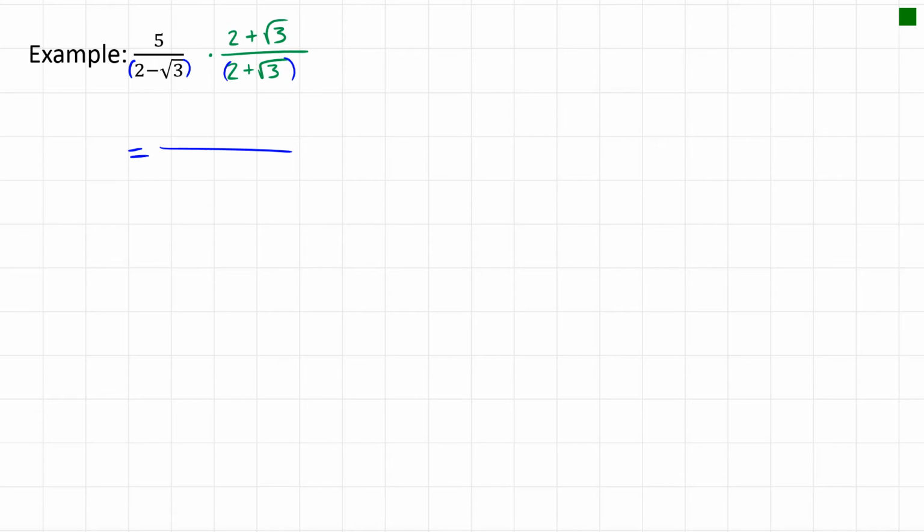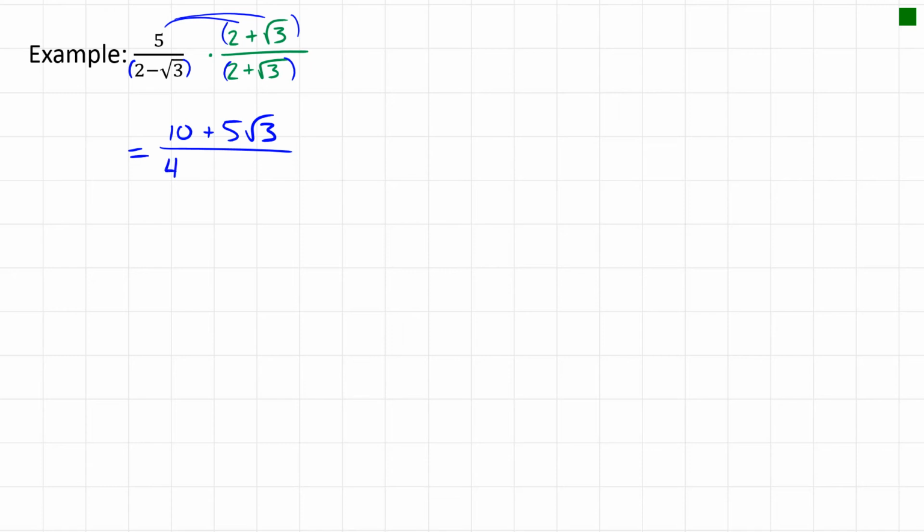And on the top we have 5 times 2 plus root 3. So we have to multiply 5 by each of those terms in the conjugate there. So 5 times 2 is 10 in the numerator. 5 times root 3 is just 5 root 3 in the numerator. In the denominator, just go ahead and FOIL. Eventually you'll start to get confident and you'll be able to predict what the denominator is going to look like, but for now just FOIL and you'll make fewer mistakes.